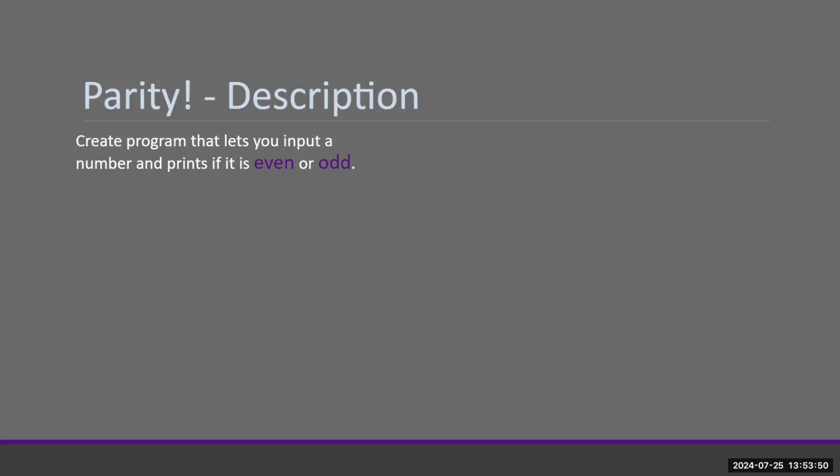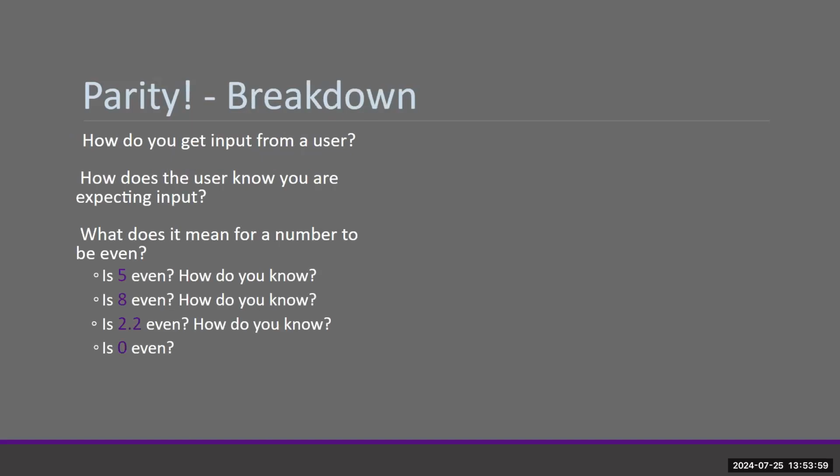And now we have parity. For parity, it asks you to create a program that lets you input a number, and it will print whether that number is even or odd. So how do you get input from a user? And how does the user know that you are actually expecting input? Right? Because if you are just waiting for input from the user, but you never said anything, that's like me sitting here expecting you to answer, but I never asked you a question. It just doesn't make sense.